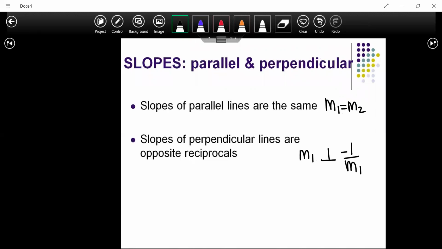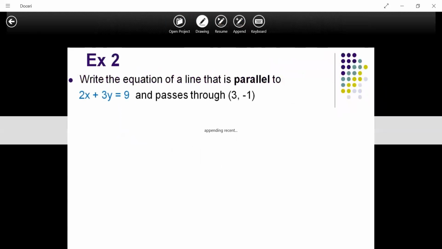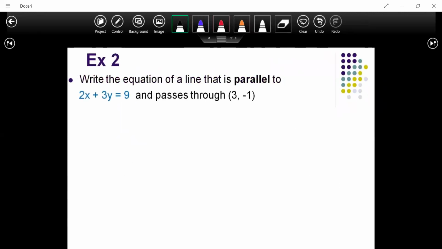Okay, here we go. Copy down this problem. Write the equation of the line that is parallel to 2x plus 3y is equal to 9 and passes through (3, -1). This is the same type of problem, except there's a little bit less solving, I think. We have to convert that standard form equation into slope-intercept.